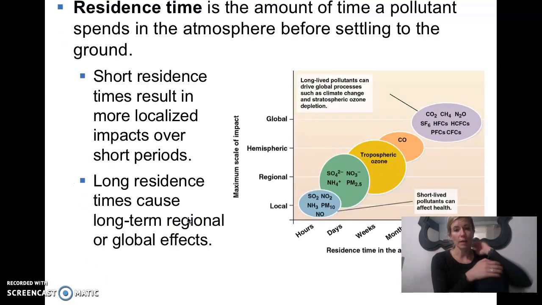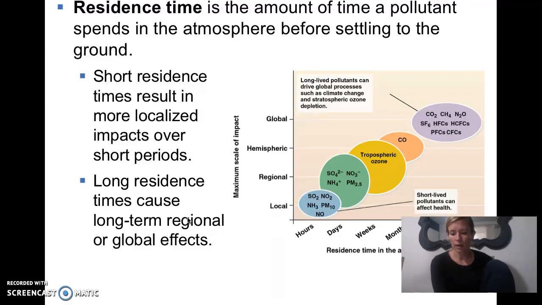So a characteristic of a pollutant is called residence time, which is the amount of time a pollutant will spend in the atmosphere before it settles on the ground. A short residence time results in more localized impacts over short periods, so they're only going to stay in the air for a short period of time, whereas long residence times will cause regional or global, long-term effects.